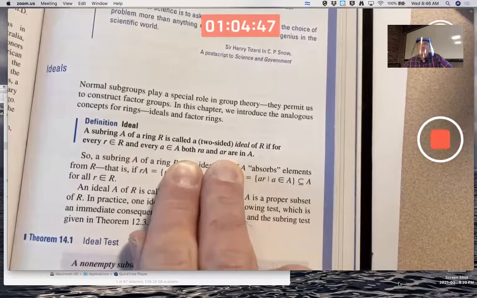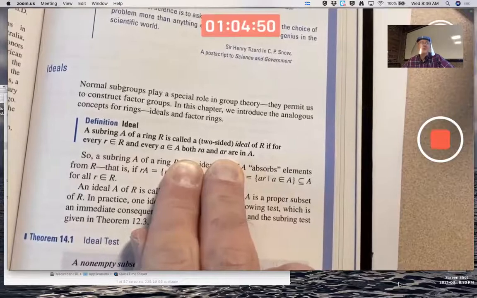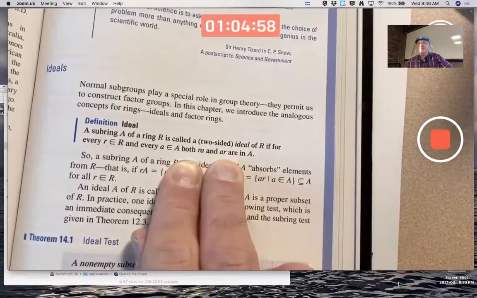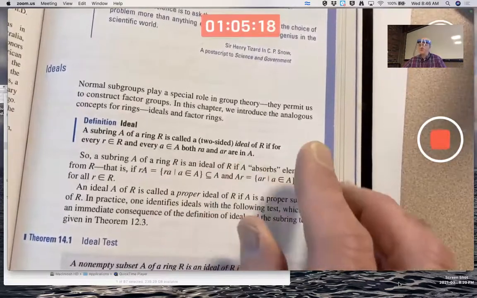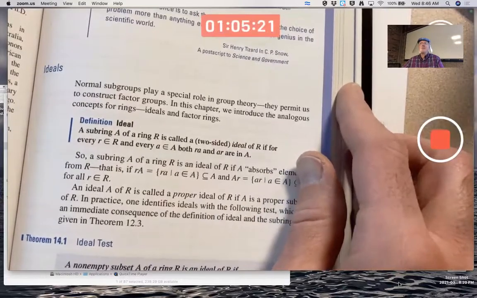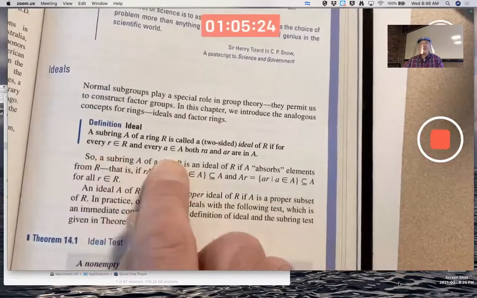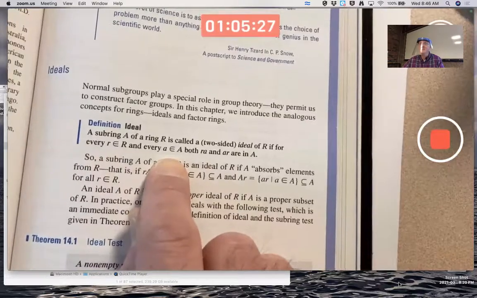Remember, rings are commutative under addition. They are always abelian groups under addition, but multiplication is not commutative. A prototypical example to have in mind when you're thinking about multiplication not being commutative is matrix rings. When you multiply two matrices, the order matters. So ra and ar are not necessarily the same, but if A is going to be an ideal, they are both in A. So A is kind of absorbing an arbitrary ring element times an arbitrary element of the ideal. That's what it means to be an ideal.